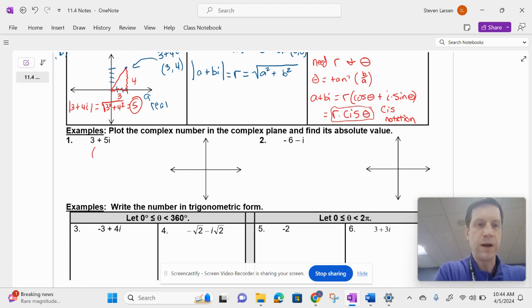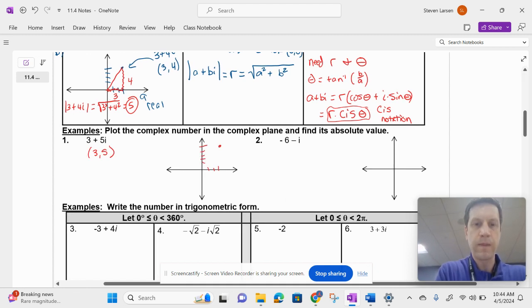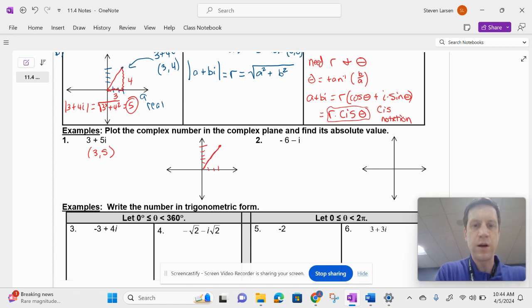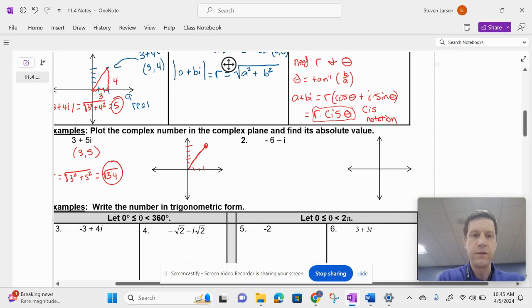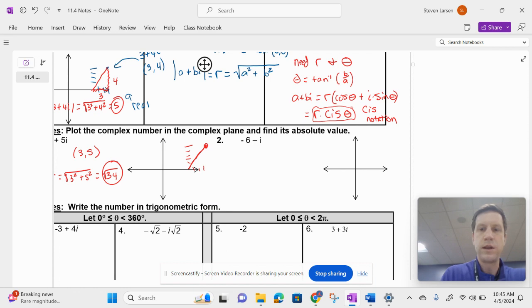So 3 plus 5i, we can graph as 3 comma 5. It would be right there. And if I want to draw in the absolute value, let's calculate that. r is going to equal square root of 3 squared plus 5 squared, which is 9 plus 25, which would be root 34. So we plotted right there. The point itself is the plot. You don't need to draw in the hypotenuse or the absolute value, but the distance away is root 34.